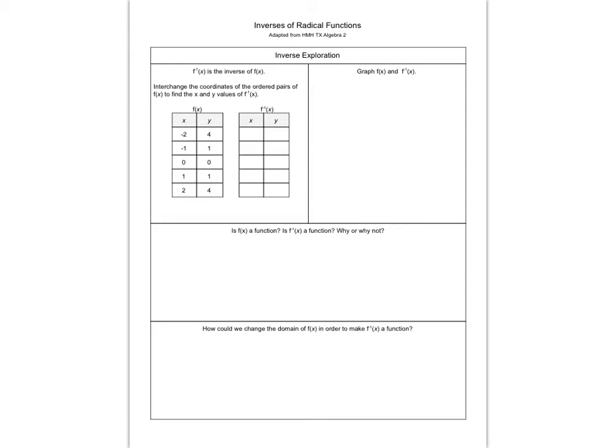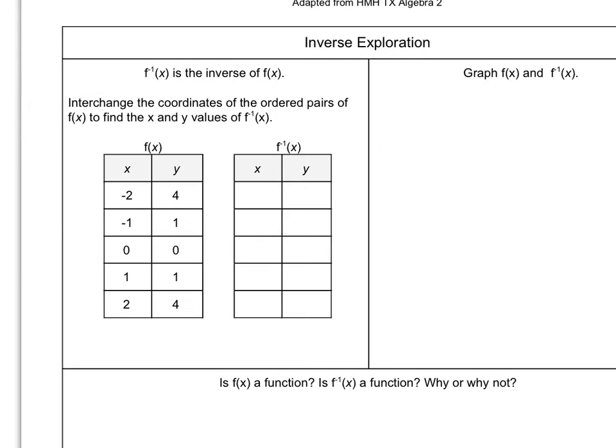So today we're talking about inverse functions, and specifically we're going to look at inverses of quadratic and radical functions. First here, I just have a function f of x, and I have some ordered pairs, some points on that function. My task here is to find the inverse of that function using those points. All I need to do is switch my x and y values to get my inverse. So let me go ahead and do that.